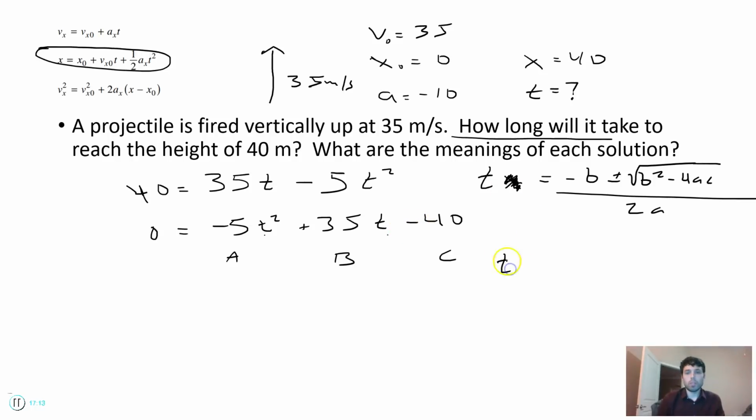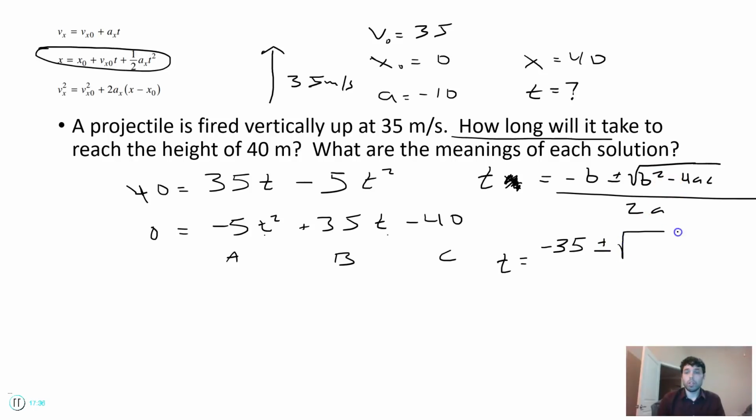So t is going to equal the opposite of b. Well, b is 35. It's the opposite of b, right? So it's negative 35 plus or minus. We're doing plus or minus because there can be 2 answers, right? There's going to be 2 answers, so we do plus or minus. One time we'll add all this stuff under the square root, and the other time we'll subtract it, and that's how we get the 2 answers.